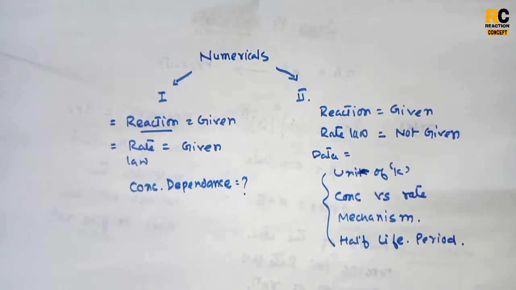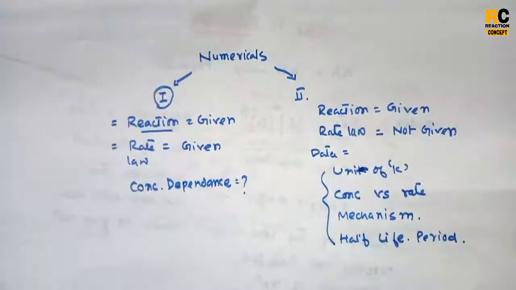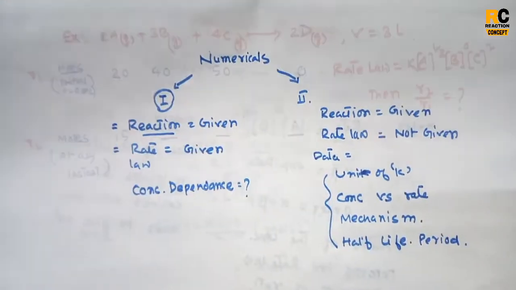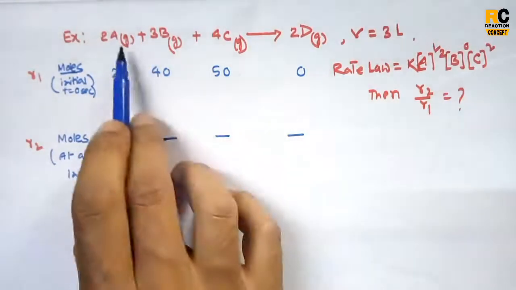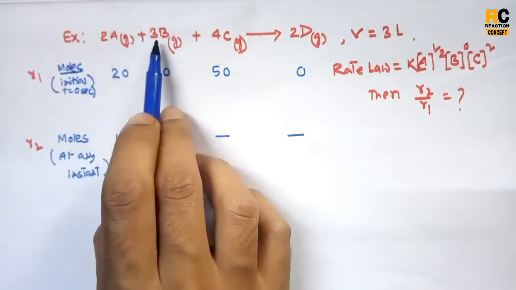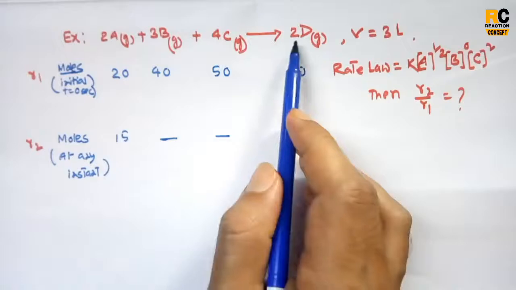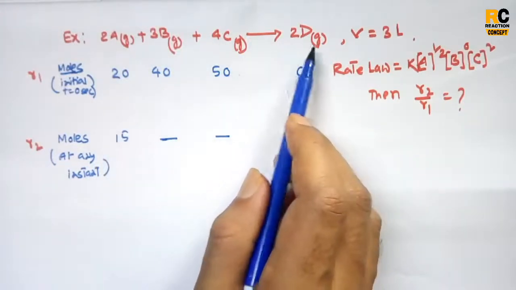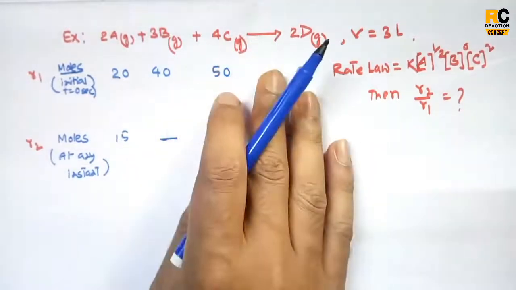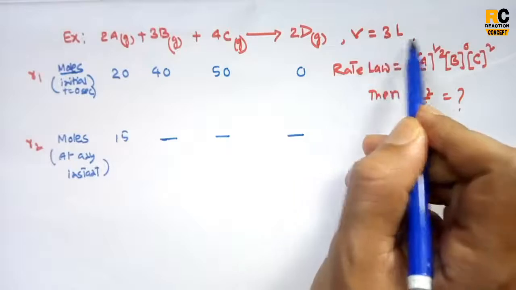So let us discuss some problems from the type 1 format. Here is the first problem we are discussing. In the question, a reaction is given where 2 moles of A, 3 of B and 4 of C react with each other and give 2 of D. Both product and reactant are in the gaseous state. It is also mentioned that the volume of the reaction chamber is V equal to 3 liter.